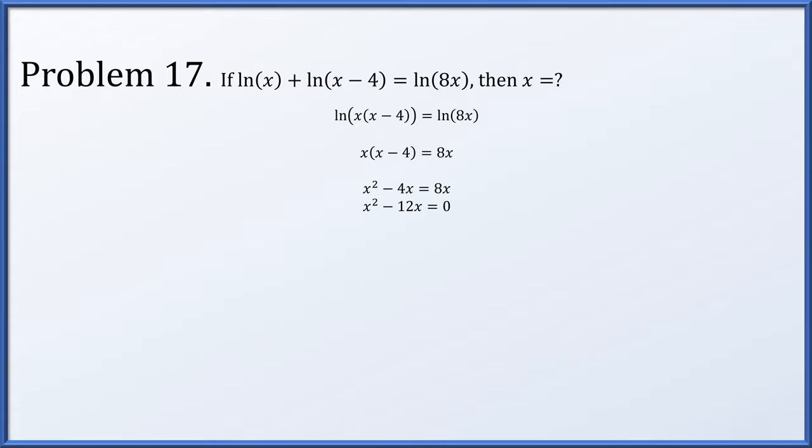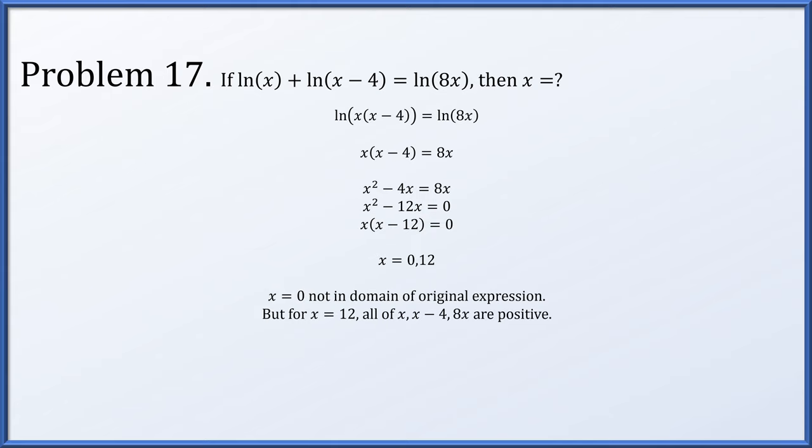Distribute, move the 8x over, factor out an x. x could be either 0 or 12. However, x equals 0 is not in the domain of the original expression. You cannot compute the log of 0 or the log of 8 times 0. But if x is equal to 12, then x, x minus 4, and 8x are all positive numbers, and that's a totally legitimate solution. So x equals 12 is valid in the original solution and is the only valid solution to this expression.